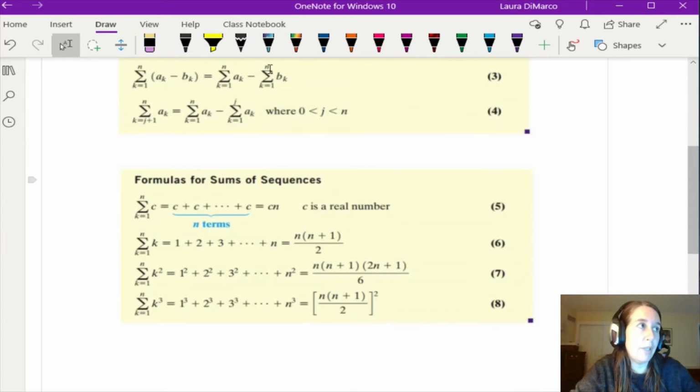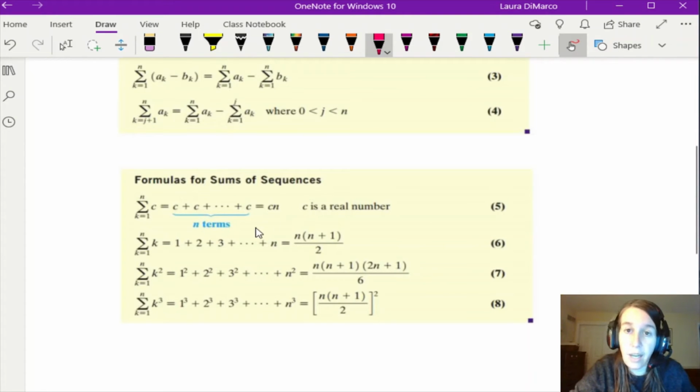Next, some formulas. And again, you don't need to memorize these. You just really do need to understand how to use them. So this is the sum. Remember, C is a real number. So this is just the sum from k equals 1 to n of some number. What that means is you're going to add that number how many times? Oh, n times. Okay. So since it's just a repeated number added together, it's the number times the number of times it's added, right? So C times n.